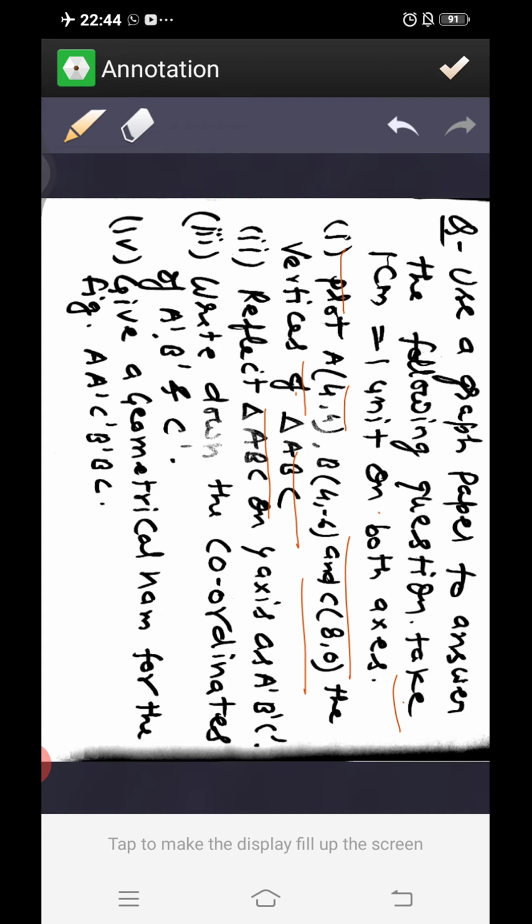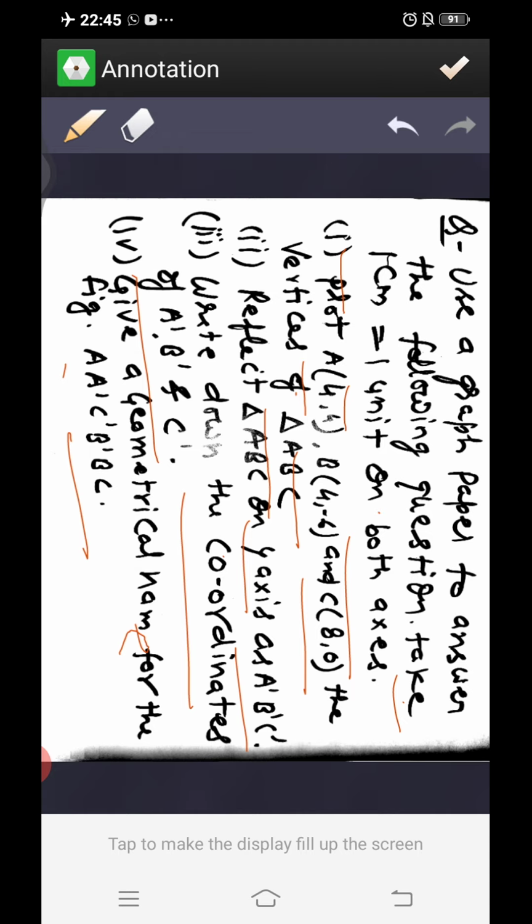Reflect triangle ABC on the y-axis as A dash, B dash, C dash. The reflection of A is A dash, the reflection of B is B dash, and the reflection of C is C dash. This we have to reflect in the y-axis. Write down the coordinates of A dash, B dash, C dash. Give a geometrical name for the figure A dash, C dash, B dash, B, C.